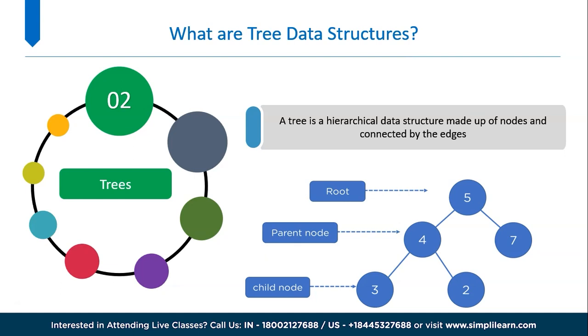So if you look at the diagram here, we have a total of 5 nodes and the root of the tree is called the parent node and all the rest of them are called child nodes. So here the root node is 5 and the parent node is considered as 4 and it has 2 child nodes, which are 3 and 2. It provides quick search, insert and delete operations, which is one of the most beneficial use cases of tree data structures.